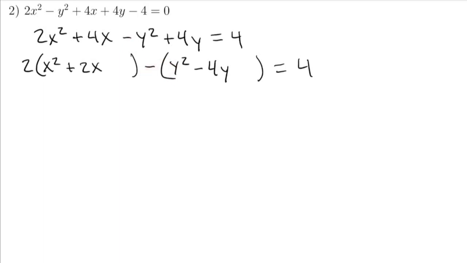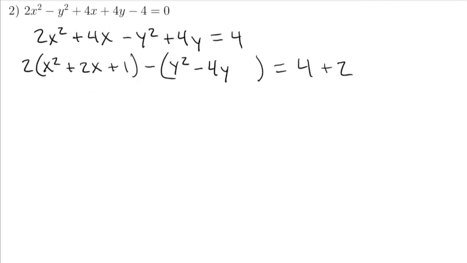So now I need to think about taking half of this, that's 2, squaring it and adding that inside of these parentheses. So I add 1 squared, which is 1. And that means I have to add 1 to this right-hand side? No, it means I have to add 2, right? This is the most common mistake with this part because although we added 1 to this left-hand side of the equation, really we added 2 because it's being multiplied by 2.